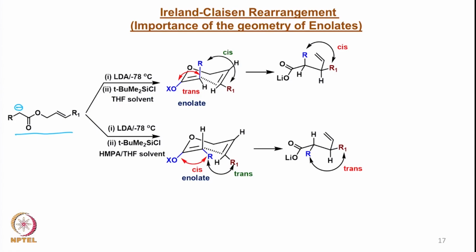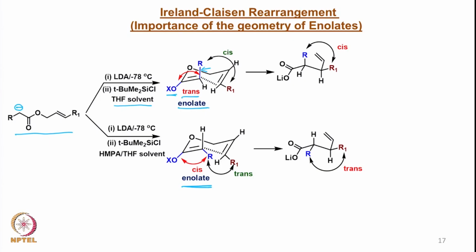and if the reaction is done at low temperature in the solvent THF, then what is found is that we get this type of enolate, where this OX group and the R group are trans to each other. And here, in the presence of HMPA and THF as a solvent, the enolate gets changed. It forms OX and the R group, they are now cis to each other. So, this is a cis enolate and this is a trans enolate.